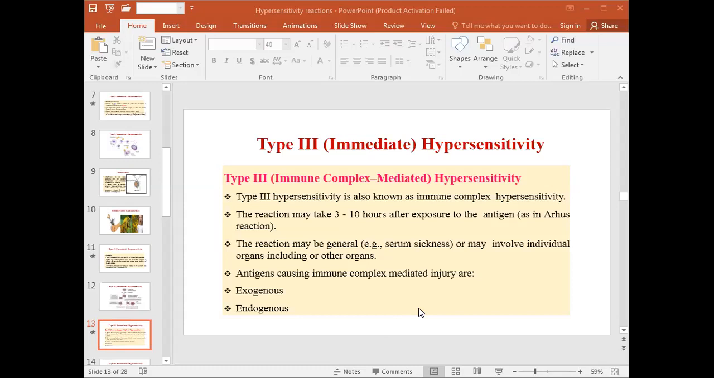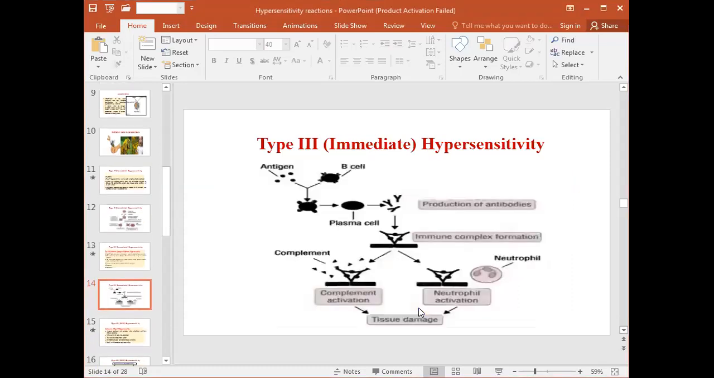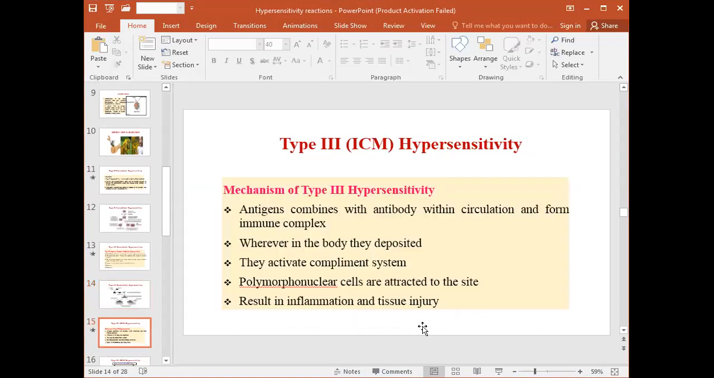This reaction may take 3 to 4 hours after the exposure of the antigen. So this is the mechanism of type 3 hypersensitivity reaction. Antigen will bind with the B cells, and then the plasma cell will produce antibody, and when the second exposure of antigen comes, it will form the complex, and this will activate the complement system as well as the immune cells, neutrophils. So both will result in tissue damage or inflammation.